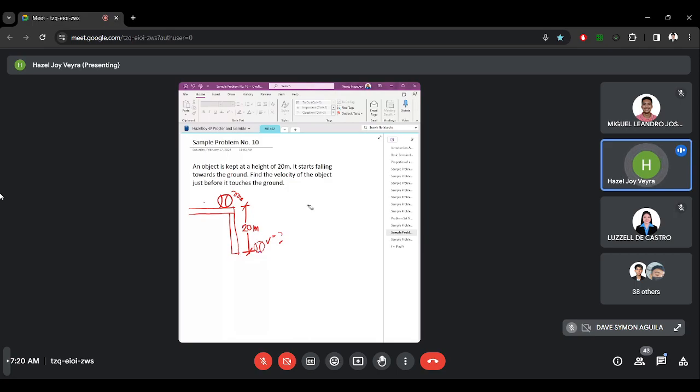So the problem is an object is kept at height of 20 meters. It starts falling towards the ground. Find the velocity of the object just before it touches the ground. So nag-assume na lang ako na bola yung object and then mahuhulog daw siya sa ground. So what's the velocity of the object just before it touches the ground?